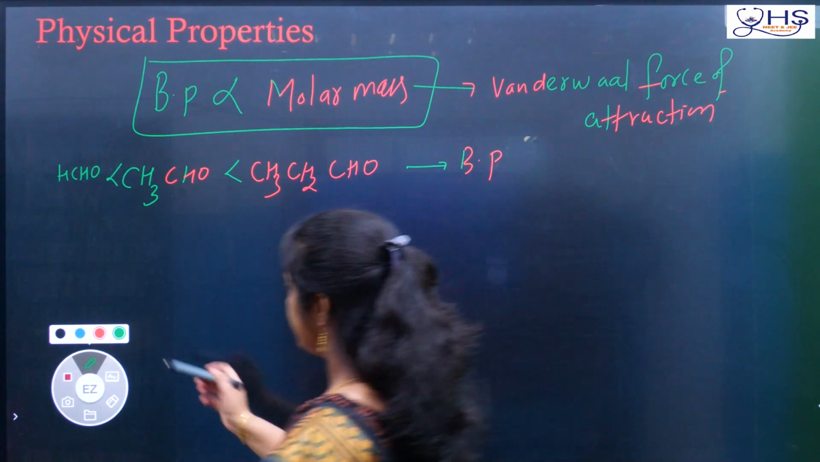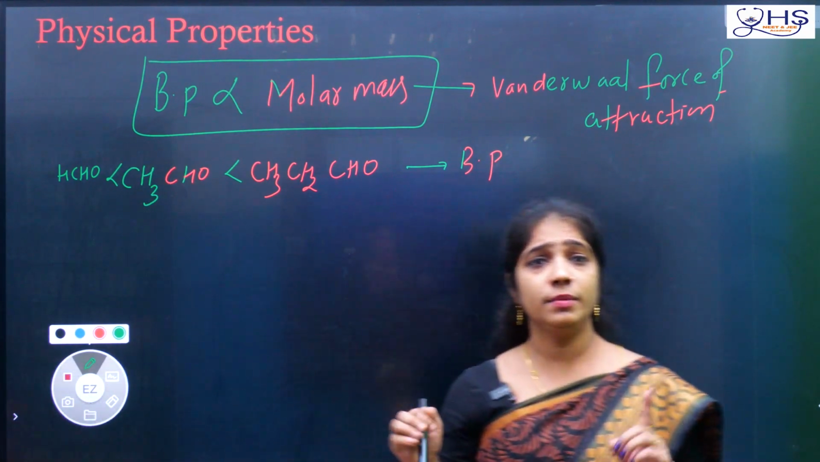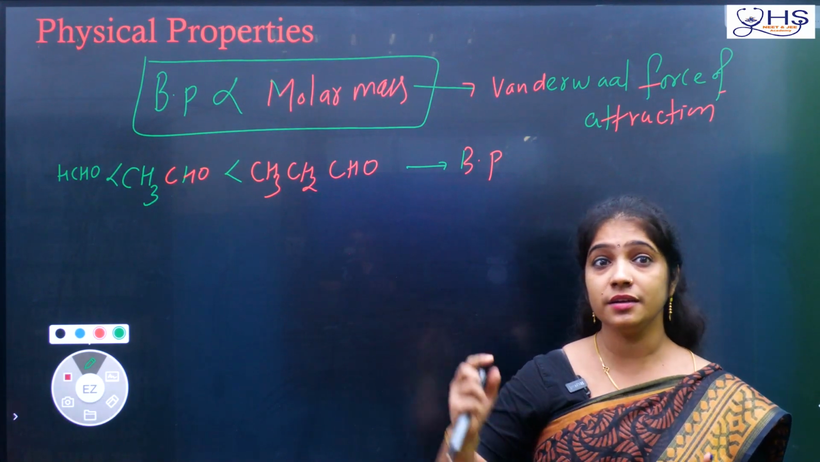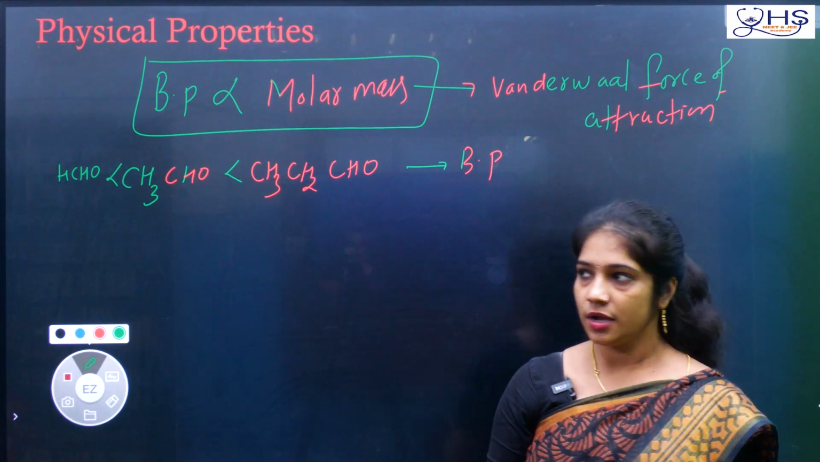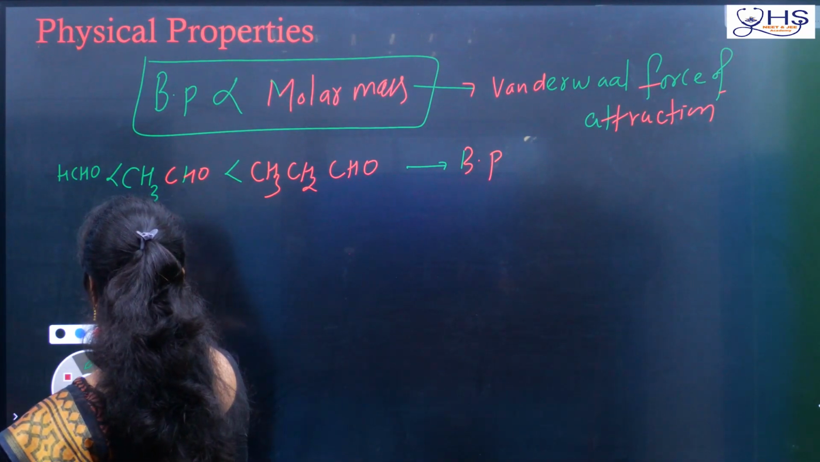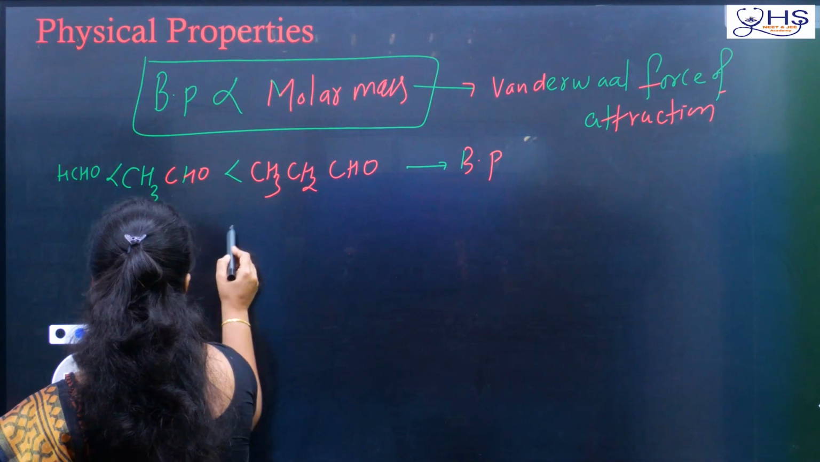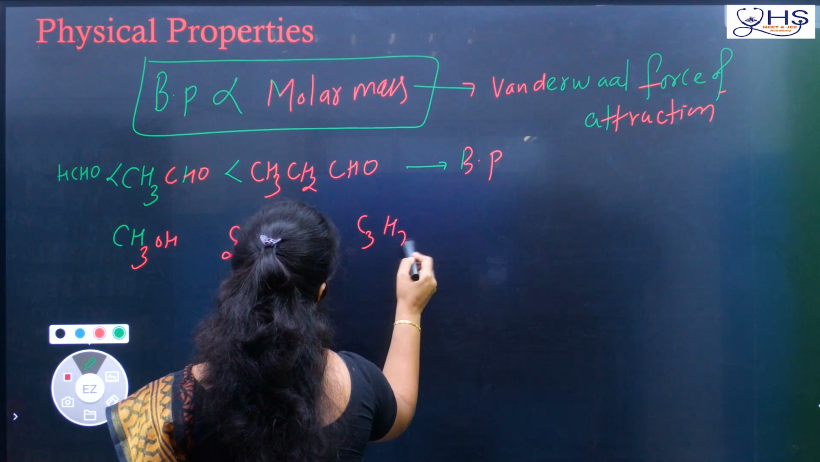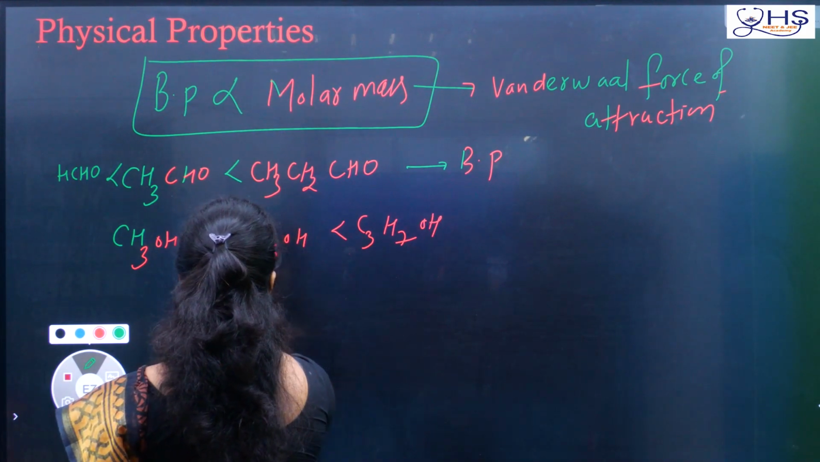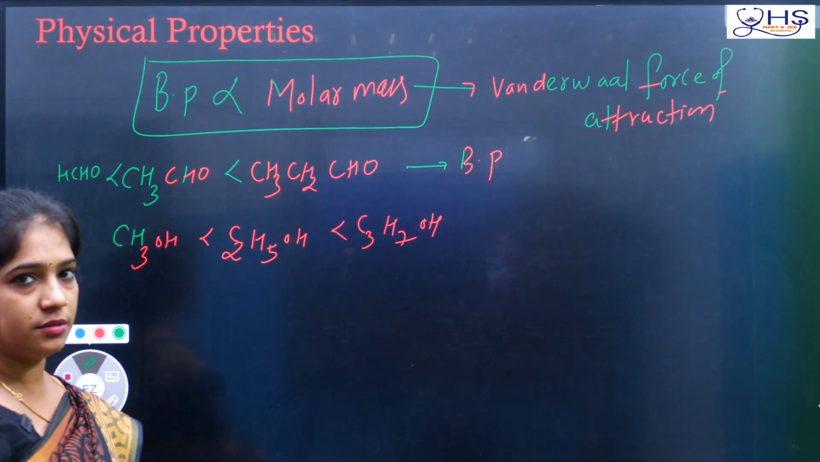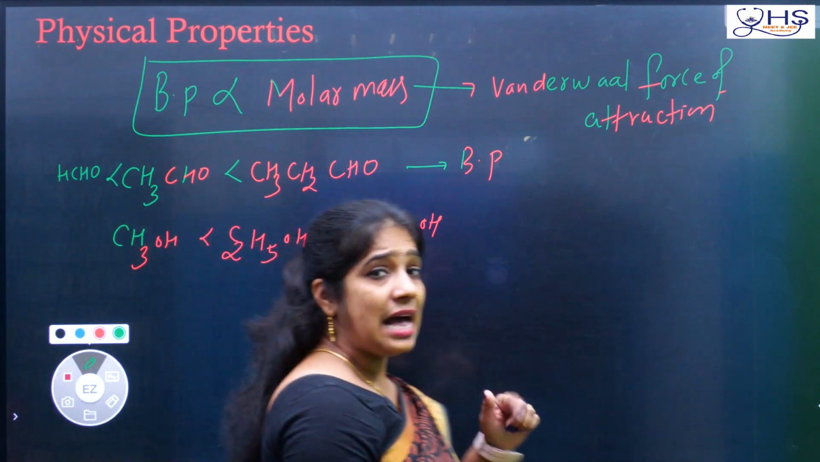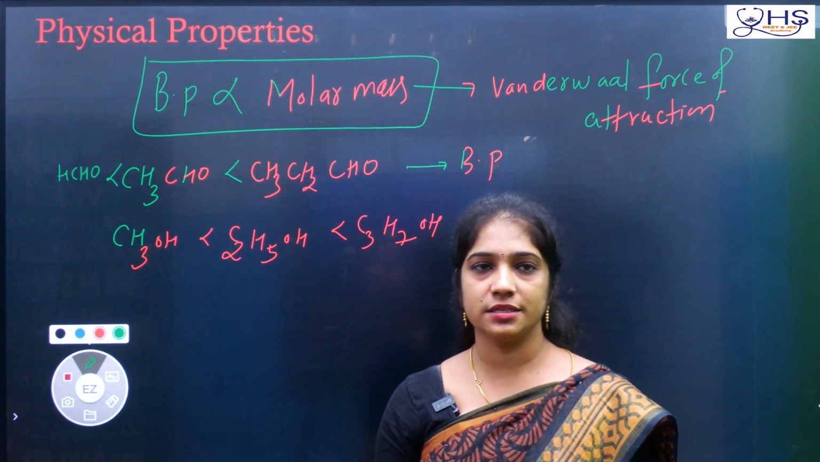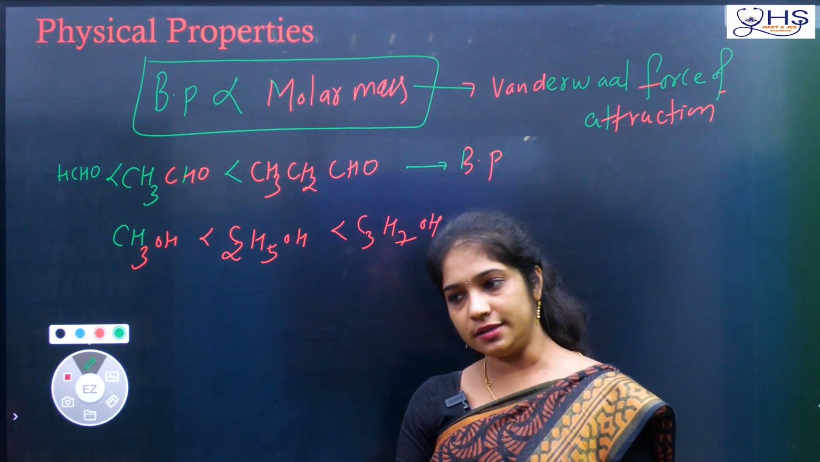In the same manner I can write alcohol. See, these physical properties do not only belong to this chapter. For every chapter of organic, you can answer physical properties if you listen to this class carefully. So if I am taking alcohol, CH3OH, C2H5OH and C3H7OH, what will happen here? More carbon, more molar mass, so boiling point increases. Within the same family, as the number of carbon increases, molar mass increases, van der Waals force of attraction increases, then boiling point increases.